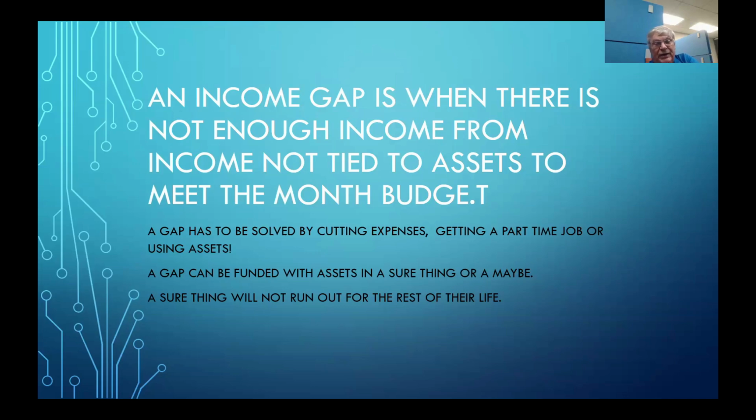An income gap is when there's not enough income from income not tied to assets to meet the monthly budget. A gap has to be solved by cutting expenses, getting a part-time job, or using assets. A gap can be funded with assets in a sure thing or a maybe situation. A maybe is if the asset's fluctuating in value every day. I don't know if y'all listened to the stock market yesterday, but it had a 10% drop in value. A sure thing will not run out for the rest of their life.